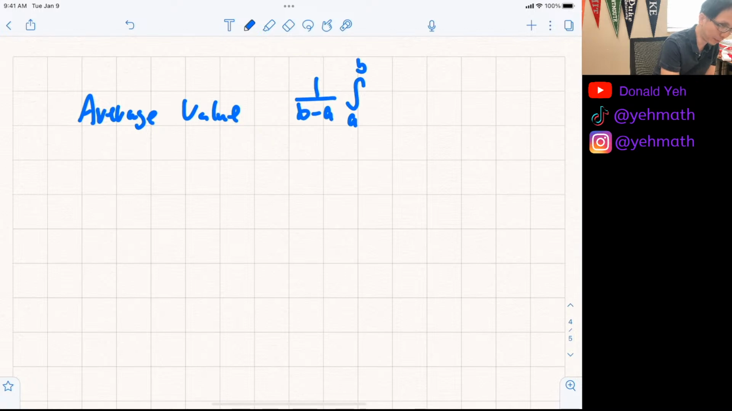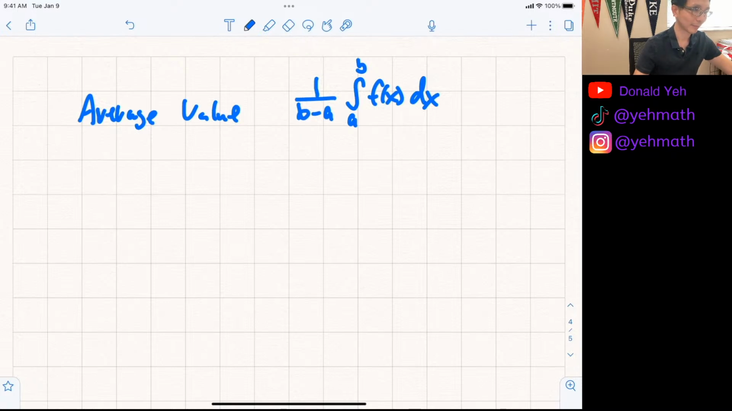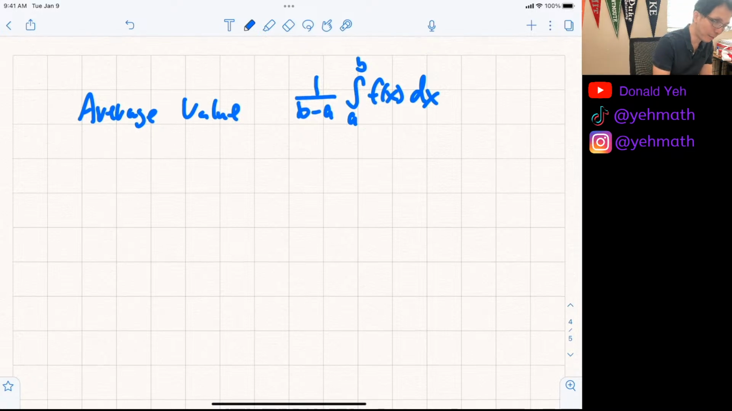Integration between a to b of f of x dx. Average value. You have to know average value. You have to know what's the mean value theorem for integral.